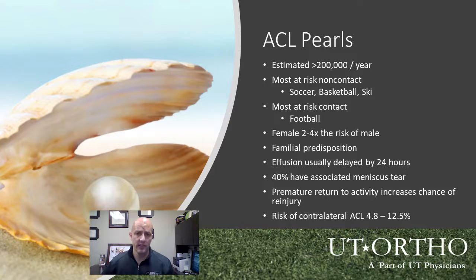Effusions in these are usually delayed by 24 hours. 40% have a concomitant meniscal injury. Premature return to activity, so before objective testing is done, can predispose your athlete to graft rupture, and athletes can rupture their contralateral ligament between 5 and 12%. So it's important to strengthen the other leg as well.